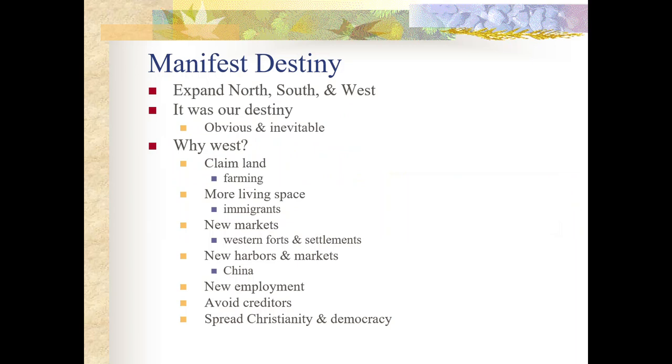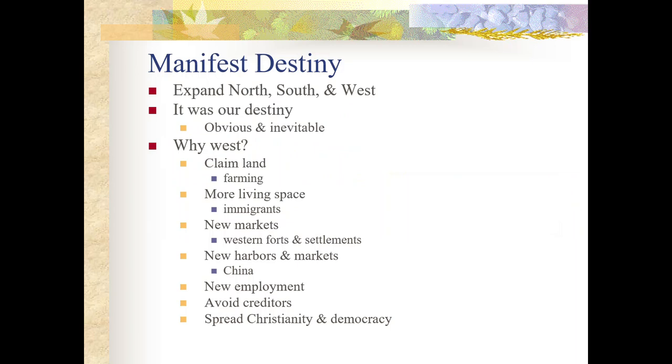So new innovations are going to increase agricultural production. We're also seeing a mass increase of immigrants coming into the United States. In the early 1800s, we see individuals coming from Ireland and from Germany and Scandinavia, so northern and western parts of Europe. With this mass increase of immigrants coming to the country, we're going to see overpopulated cities and the desire to expand out west.